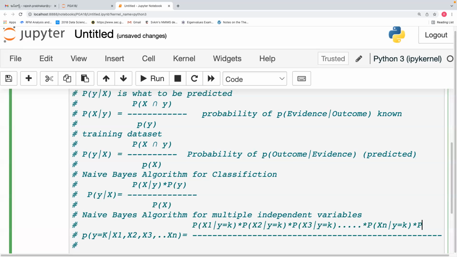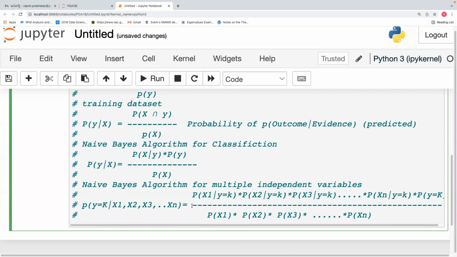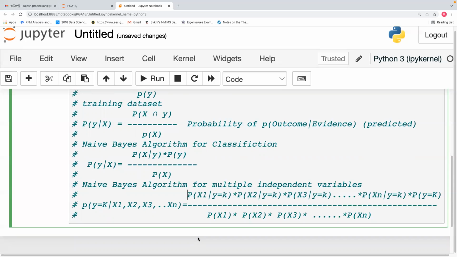probability of Y is equal to K, divided by probability of X1 into probability of X2 into probability of X3 into probability of Xn. So this is the formula we need to use when you are looking at multiple independent variables. We have to look at it like this.